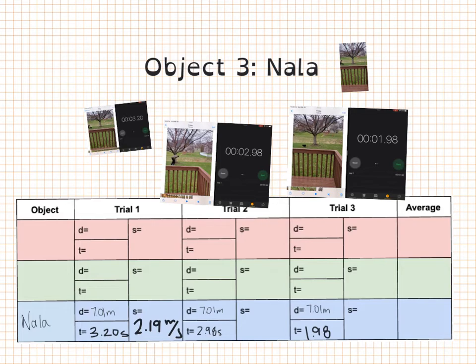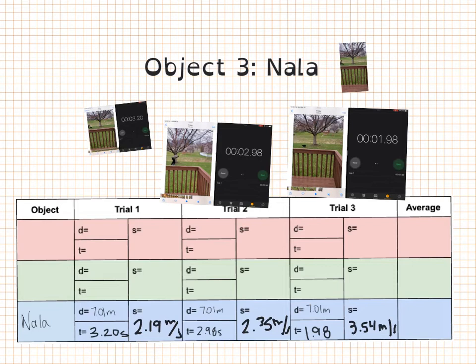7.01 divided by 2.98 gives us 2.35 meters per second. And then 7.01 divided by 1.98 gives us 3.54 meters per second.